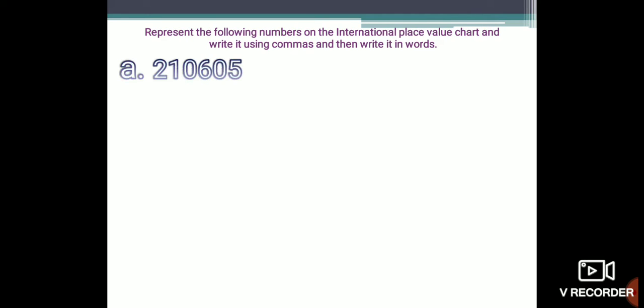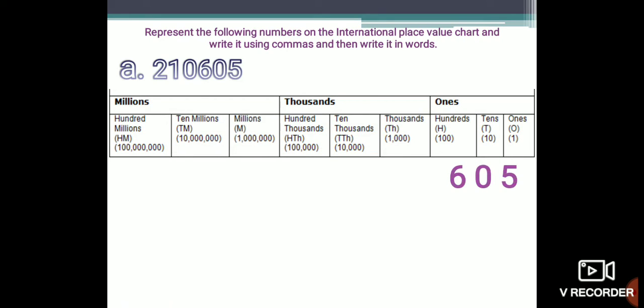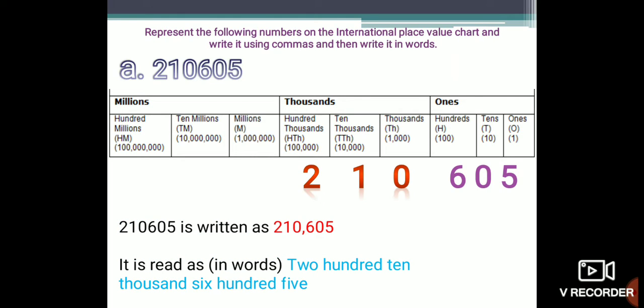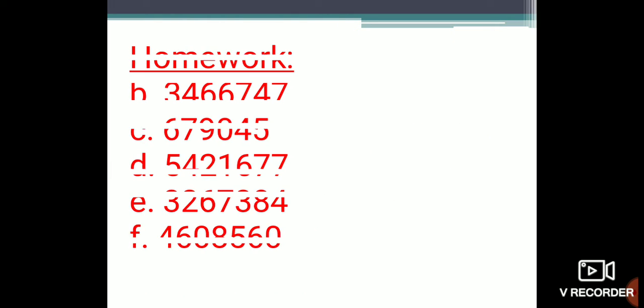Now represent the following numbers on the international place value chart and write it using commas and then write it in words: 210605. I will place my number digits in the place value chart: 5, 0, 6, 0, 1, 2. Now I can easily place the commas because 210 and 605 have been divided by the thousands and ones periods. So it can be written as 210,605 and it can be read as 210,605. You can practice these questions at your home.